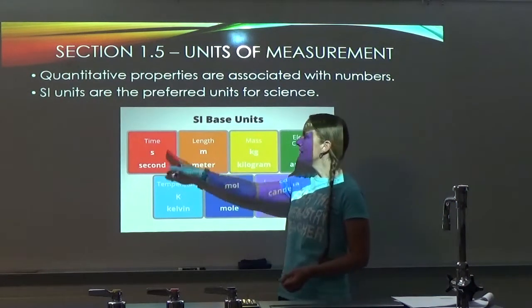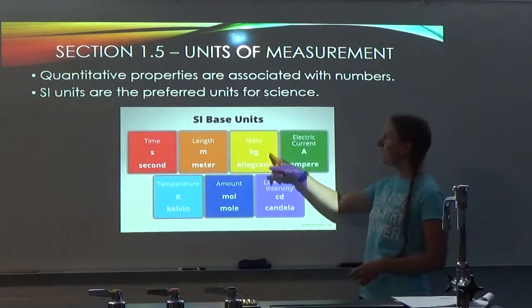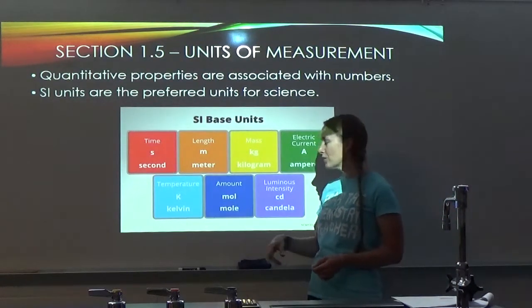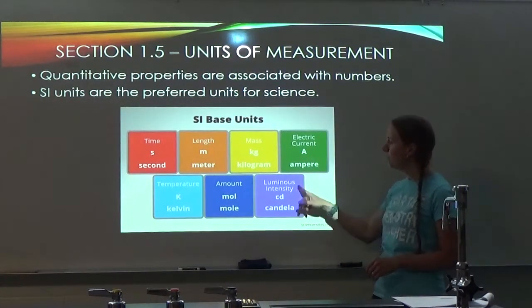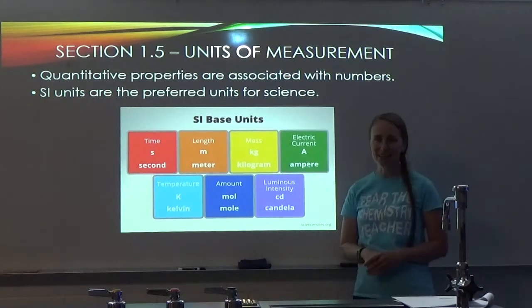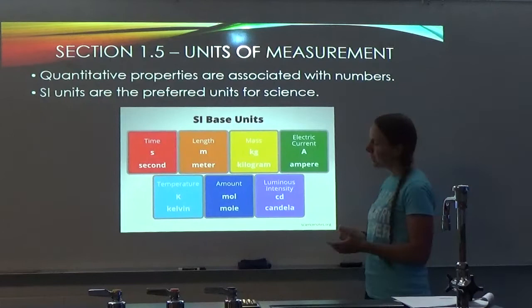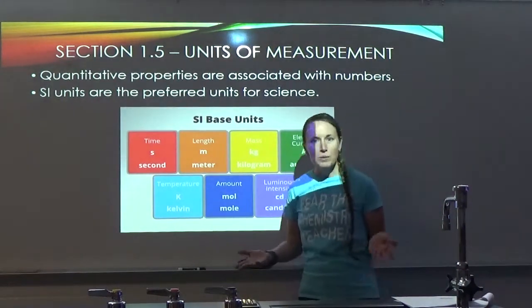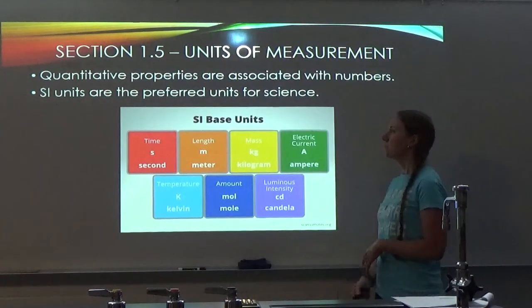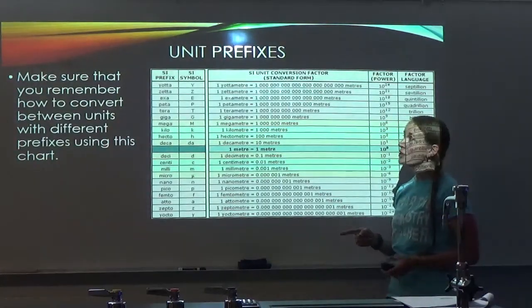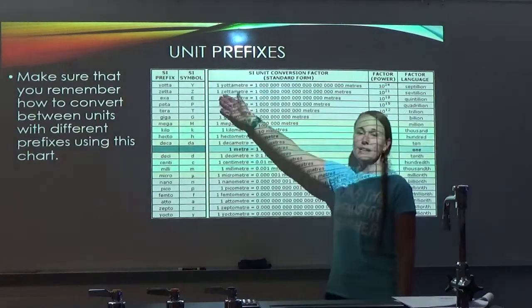So for time it's seconds, for length it's meters, mass is kilograms, electric current is the ampere, temperature is Kelvin, amount of substance is mole, and luminous intensity is candela. And so y'all know that sometimes we don't use kilograms, we might use grams. Sometimes we don't use Kelvin, we might use Celsius. But these are the base units. So you need to make sure that you remember how to convert between units with different prefixes using this chart.